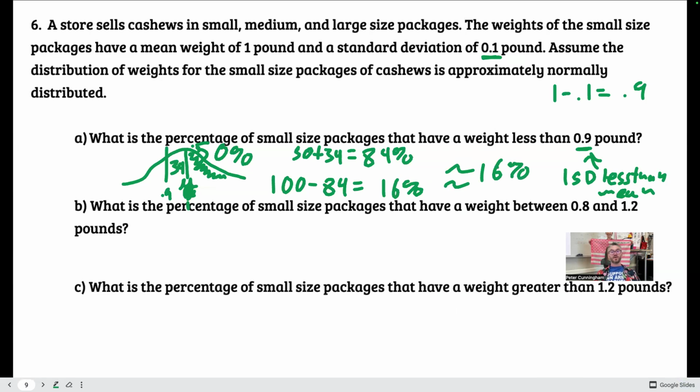And why do I know that? I know that because half is above the mean, and then between one standard deviation and the mean is going to be 34%. So combine those two things and you have the 84% that is above.